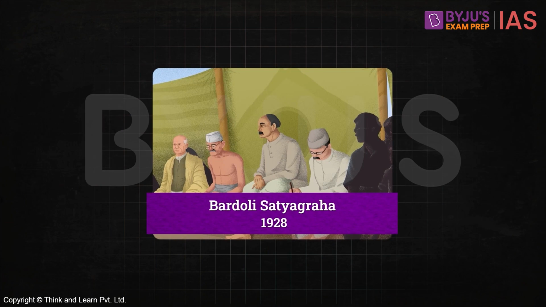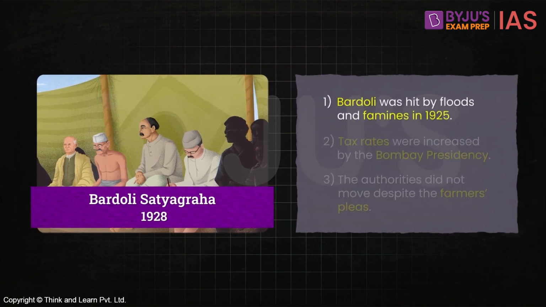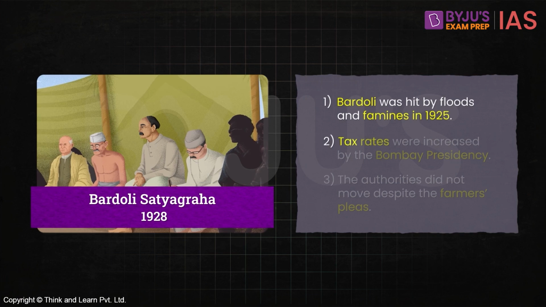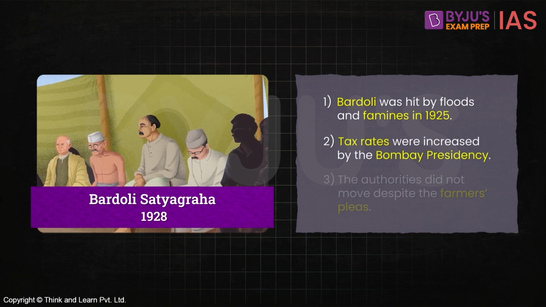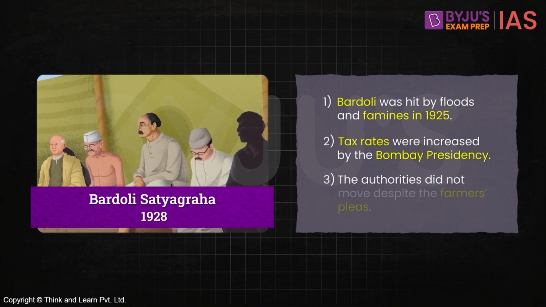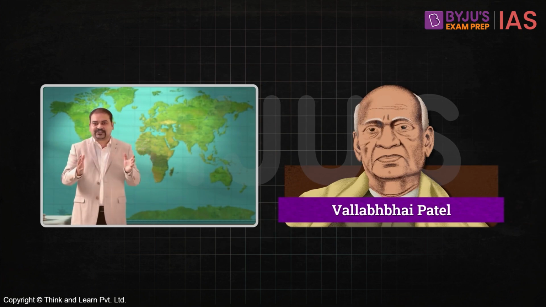Another significant event in the 1920s was the Bardoli Satyagraha led by Sardar Patel. Hit by floods and famines in 1925, the Bardoli farmers were adversely affected. However, the tax rates here were increased by the Bombay Presidency. The farmers couldn't afford to pay higher taxes. The authorities weren't budging despite the farmers' pleas. Finally, the farmers invited Vallabhbhai Patel to launch a protest movement. The Satyagraha resulted in the government setting up a commission to look into the matter, and Vallabhbhai Patel emerged as a national leader.